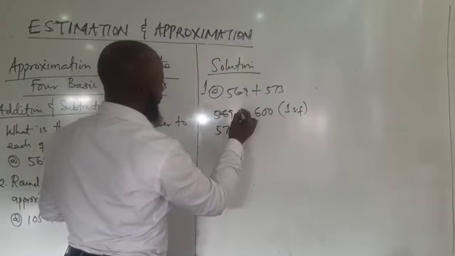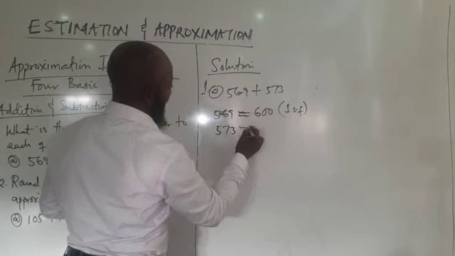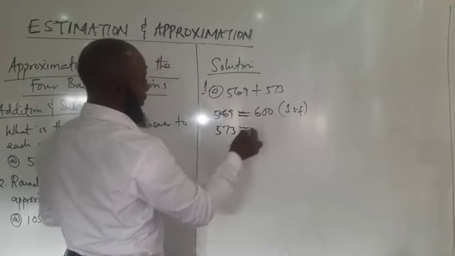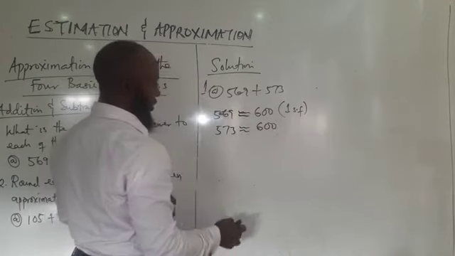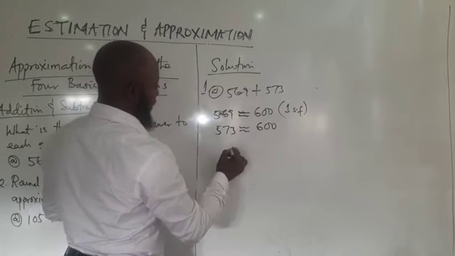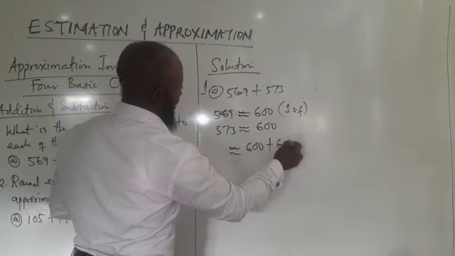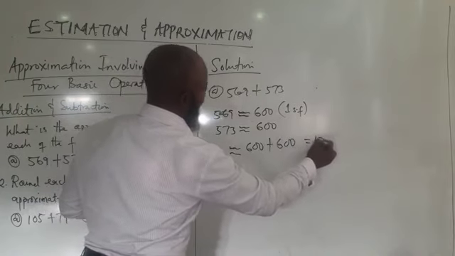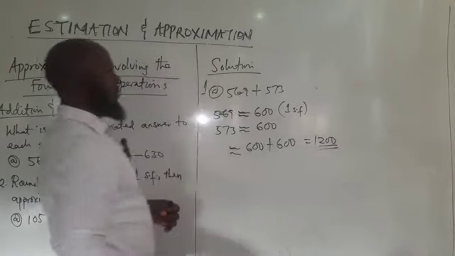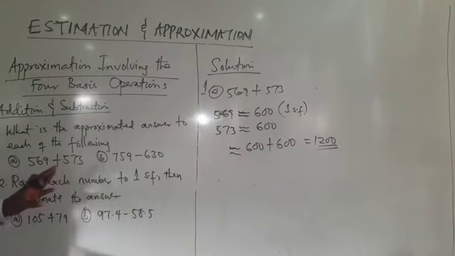The same thing will happen to this one, 573. We round it to one significant figure. This also gives us 600. So in that case, this will be approximately 600 plus 600, and that gives us 1,200. Is that clear? So that is the answer to that one.